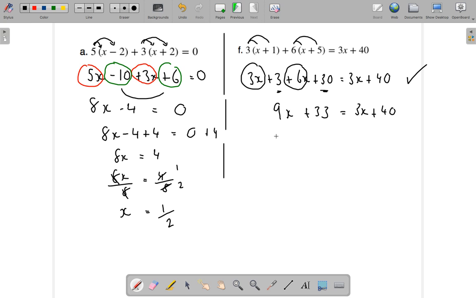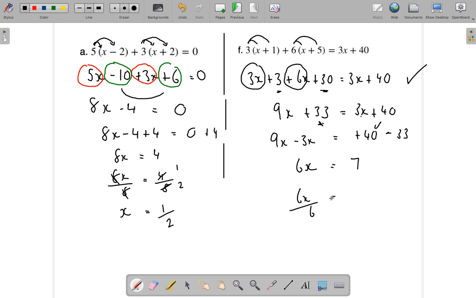Okay, so change sides, change signs. I'm going to take the 3x over here on the right-hand side and move it to the left, and make it a -3x. I'm going to leave the +40 on the right-hand side, so it stays where it is. I'm going to bring this +33 over and make it -33. So anything that's gone from right to left or left to right has changed its sign. And what I've done is I've got all the x's on the left. 9x minus 3x is 6x. All the numbers on the right, 40 minus 33, and that's 7. I've now got 6x equals 7.